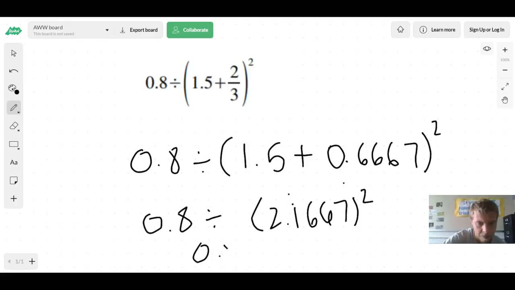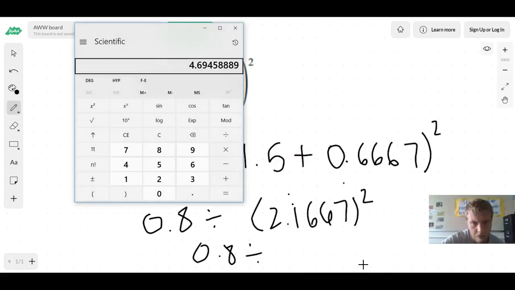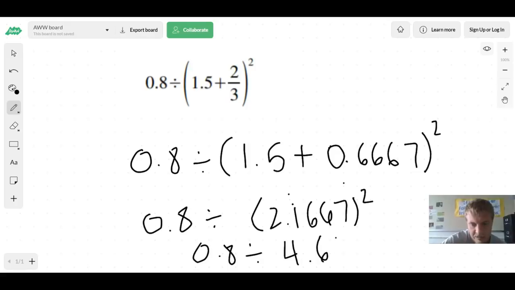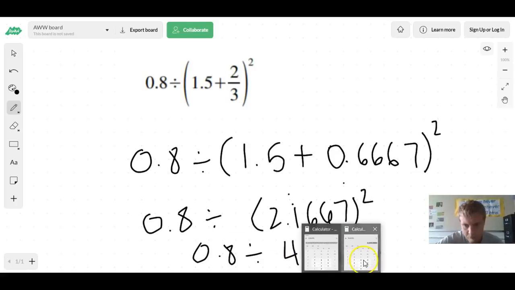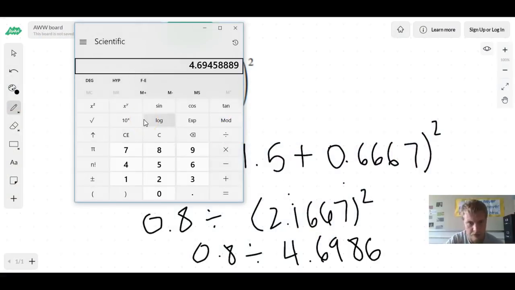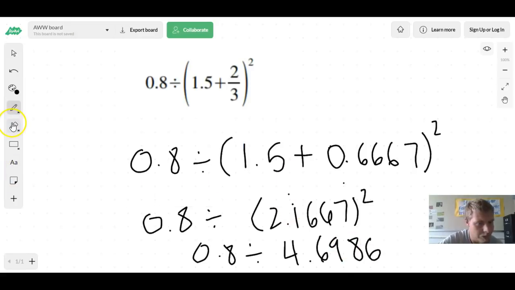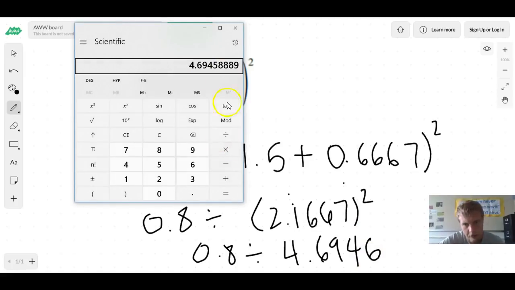So that's 4.9. And again, I like to not have to write everything out, so I'll round it to a good spot. So we'll have 0.8 divided by 4.6946, because the 8 would tell that to round up. Whoops, did I write that down wrong? That wasn't an 8, that was a 4. Whoopsies. There we go. Now that looks good.